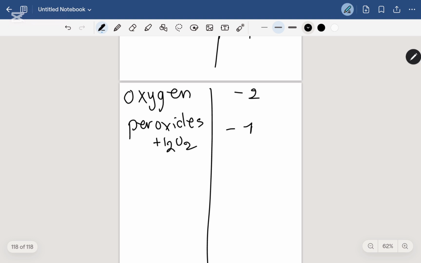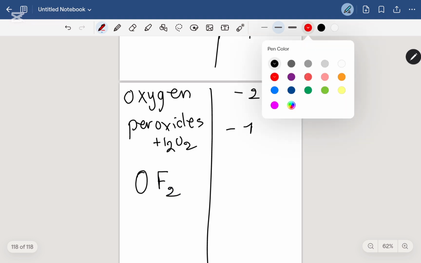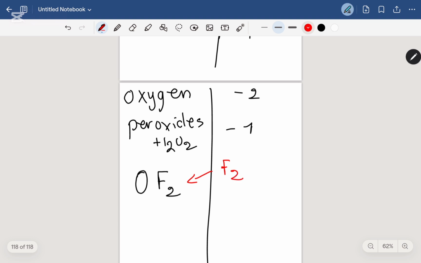However, if it is with fluoride, usually in nature it's found as OF2. Now, why is it found as OF2? I'm going to have a small explanation. It is because F is really strong in nature, so it's always found as F2. And if we put the compounds together, we know that F2 has a charge of -2.